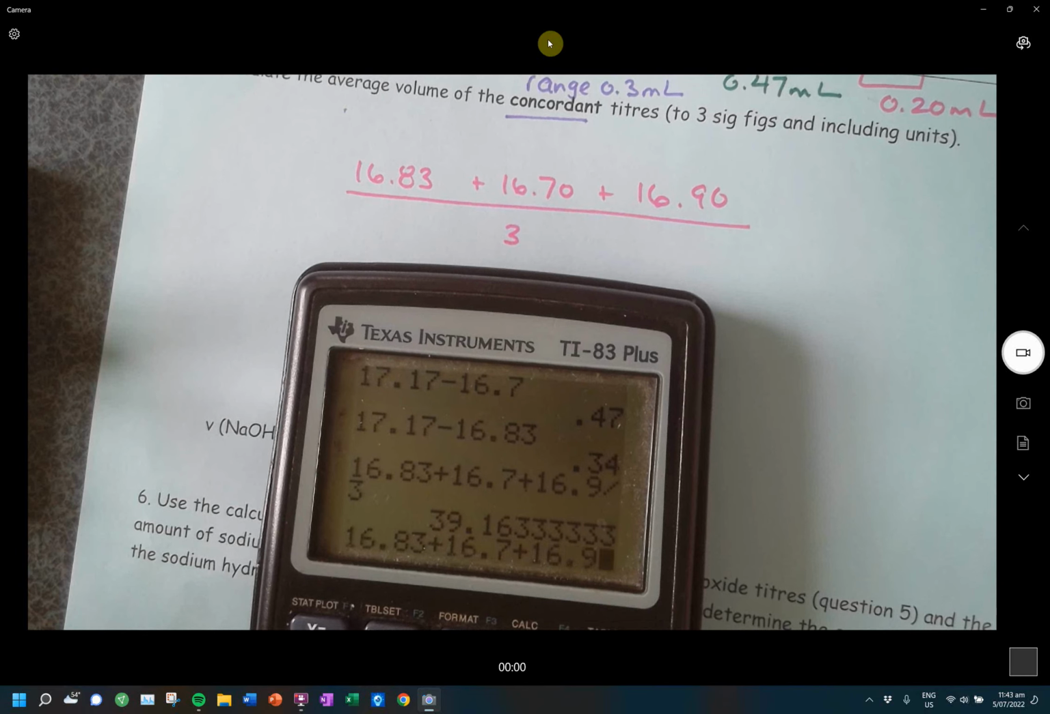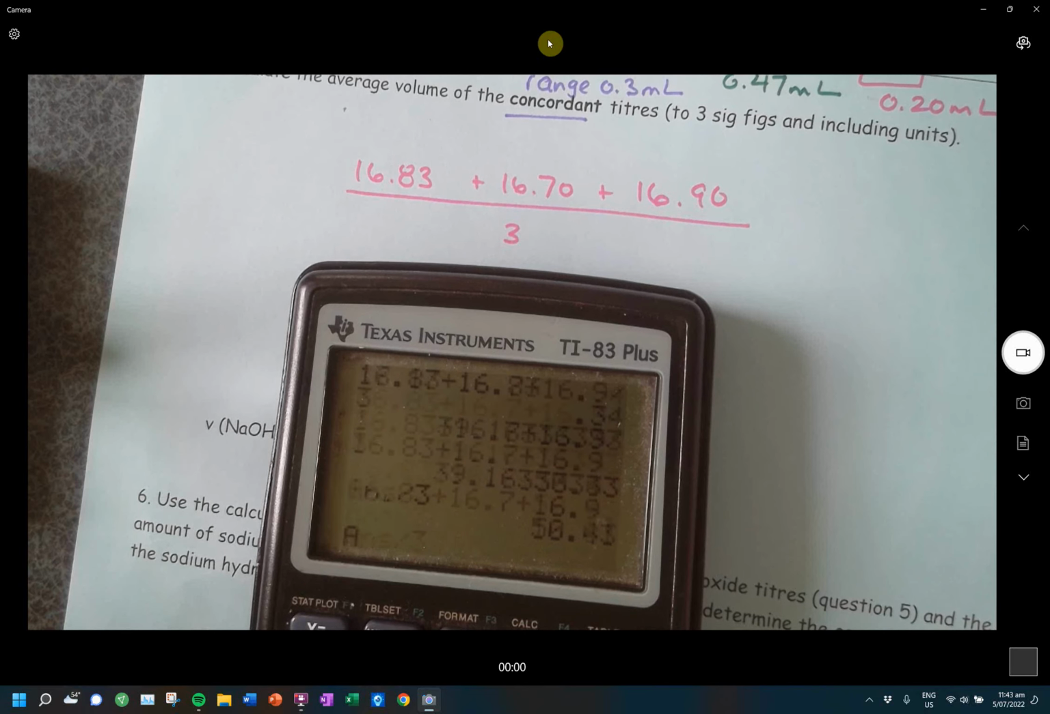So I'm going to add everybody together first. Then I'm going to divide by 3. And I get 16.81.